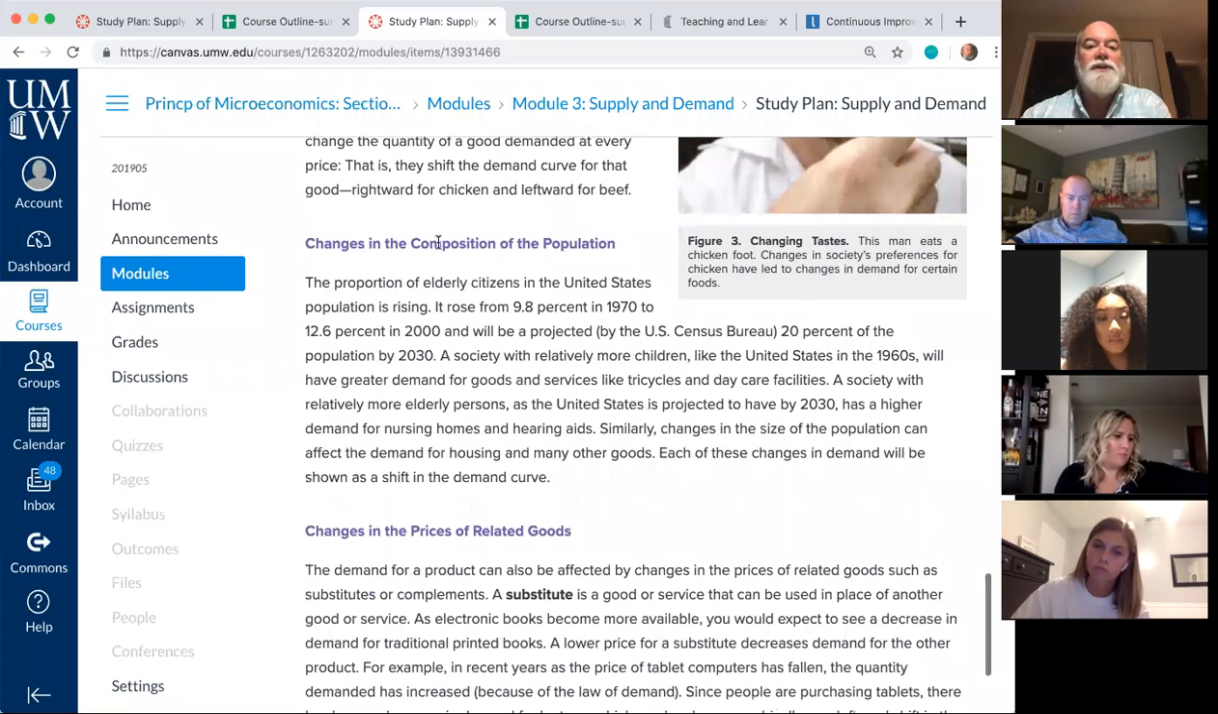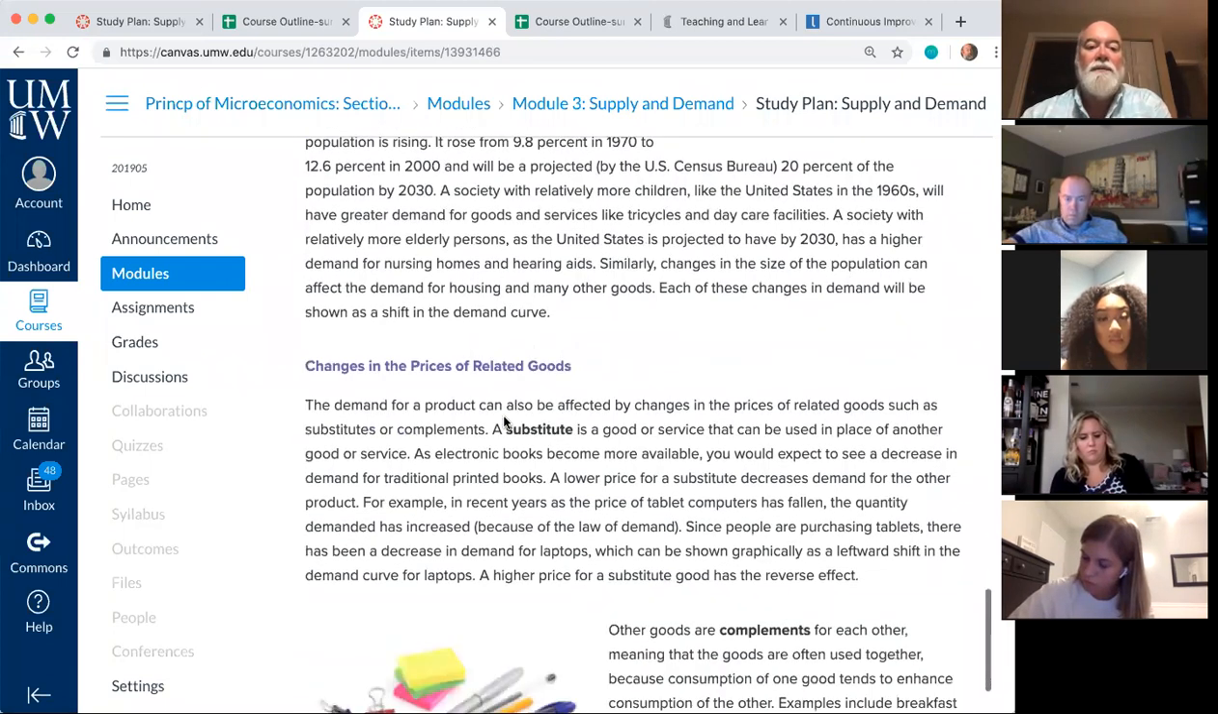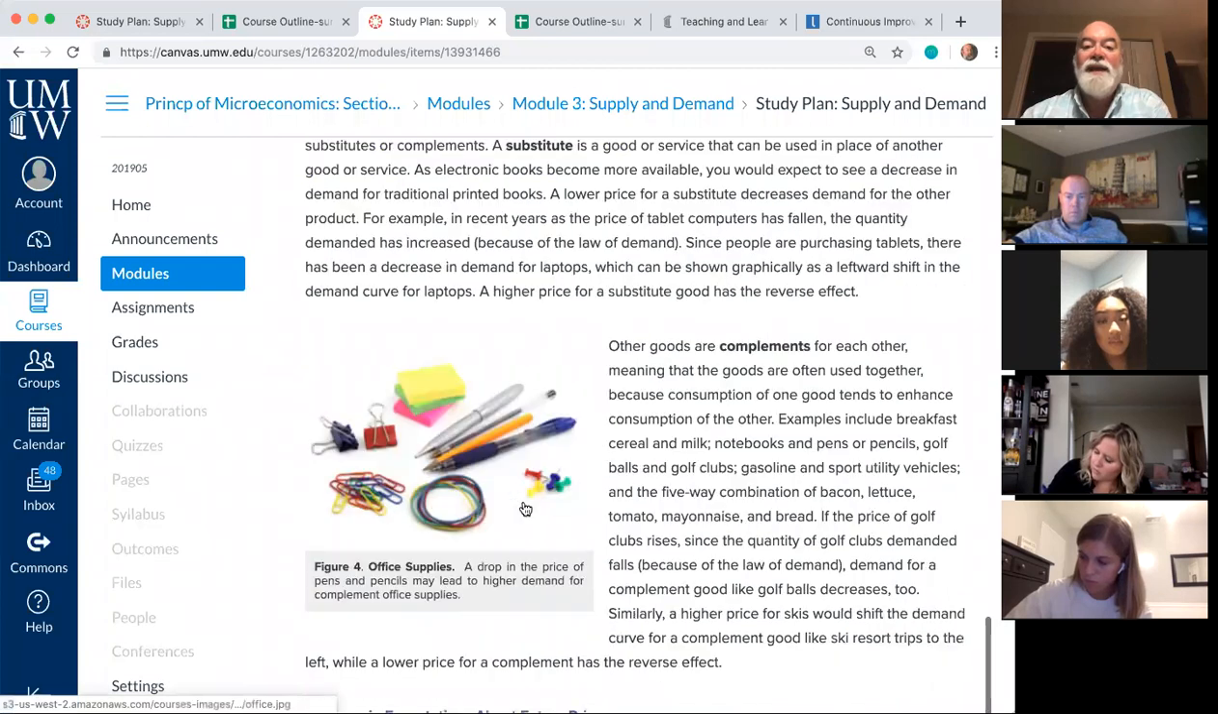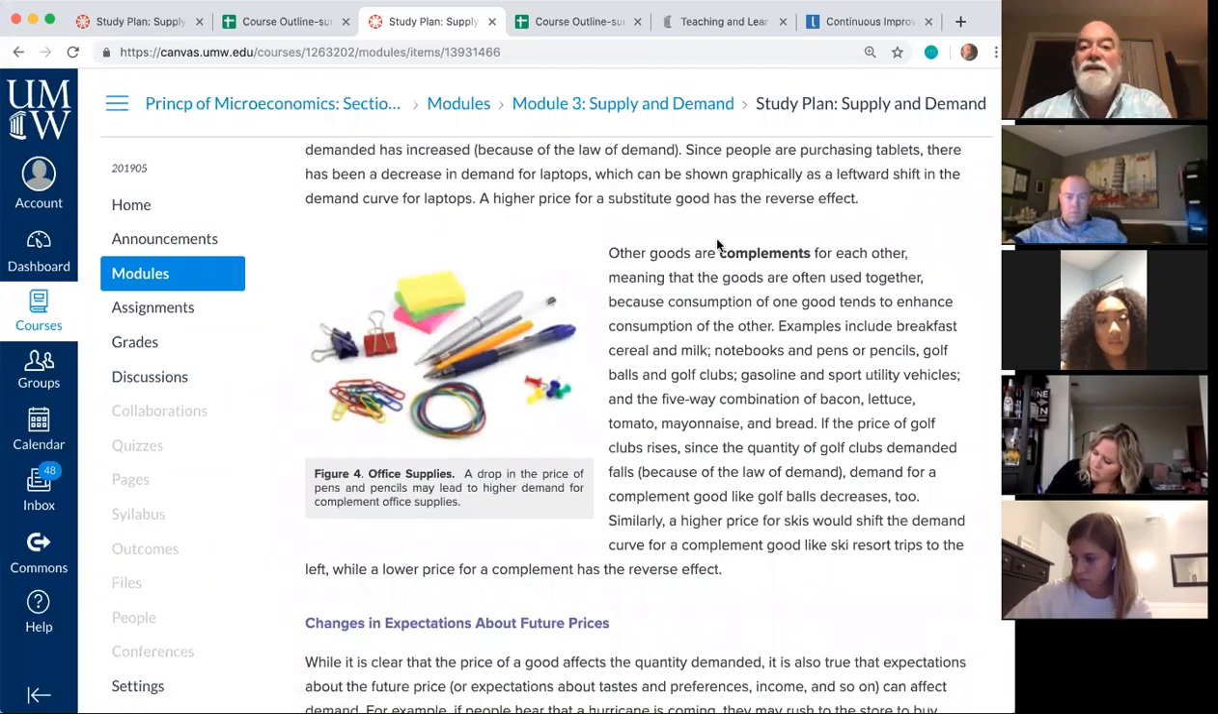Okay. Changes in the composition of the population. Yes, that's true, but more important is changes in the prices of related goods. So if Coke goes on sale, then people buy less Pepsi because it's a substitute good. Okay. If peanut butter goes on sale, people buy more jelly because peanut butter and jelly are complementary goods, right?